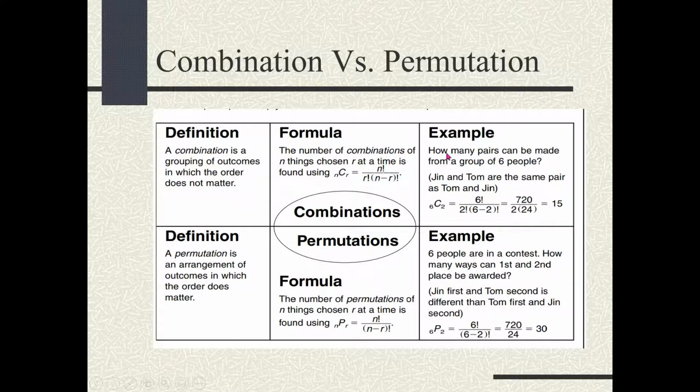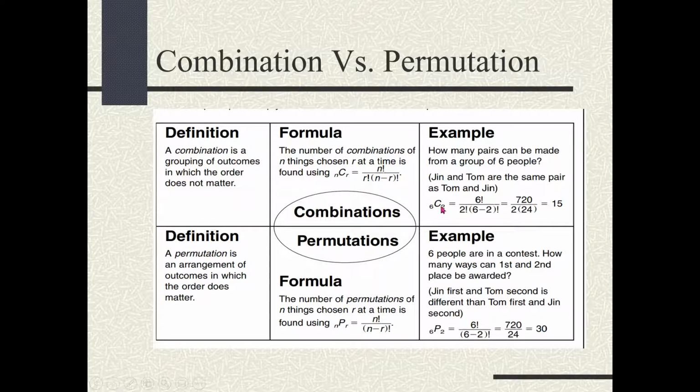So one example: how many pairs can be made from a group of 6 people? In total we have 6 people, and we want to see how many pairs could be made. If 2 people are chosen, for example, if we write Jin and Tom, or we write Tom and Jin, these are basically the same pair, because no matter whether it's written as Jin and Tom or Tom and Jin, they are necessarily the same pair. So we are going to apply the formula of combination, 6C2, which will give us 15 different ways.